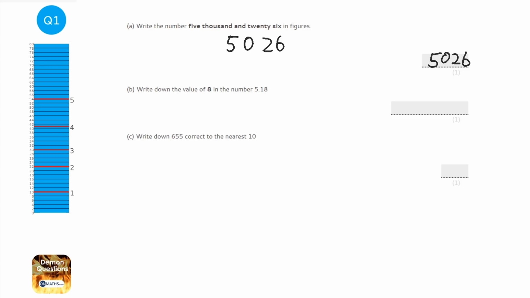Next question says, write down the value of the 8. Now, if we remember, and let's just write the number a little bit bigger, this is our units column, this is our tenths column, and this is our hundredths column. So the value of the 8 is 8 hundredths. We can write that as a fraction, 8 hundredths. And that's the answer.